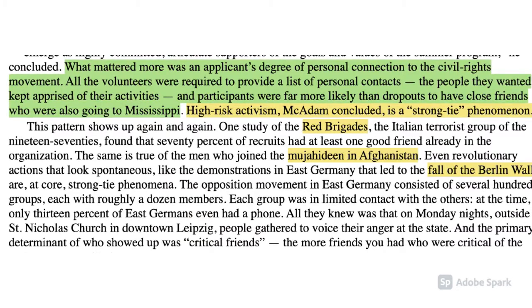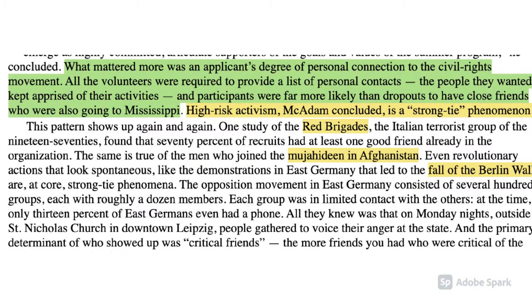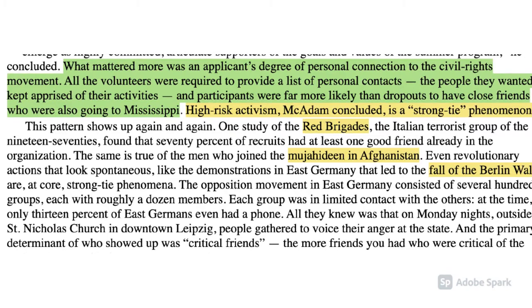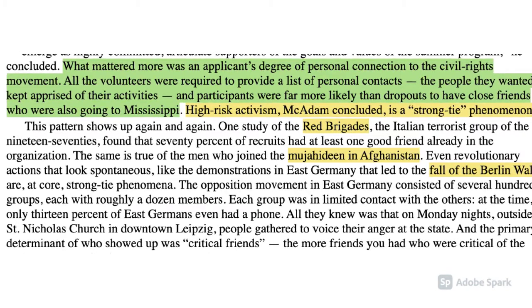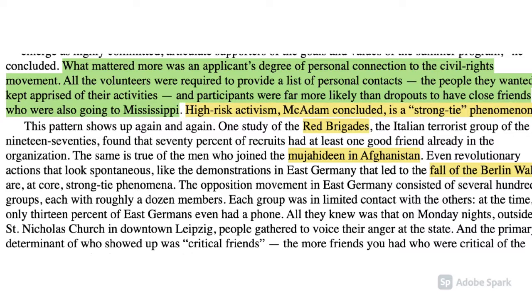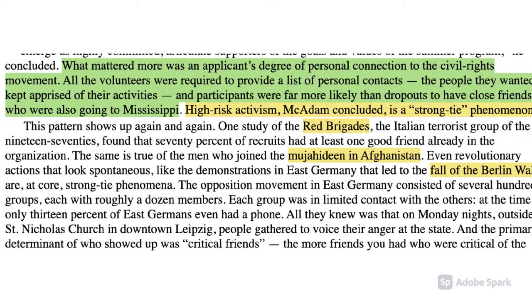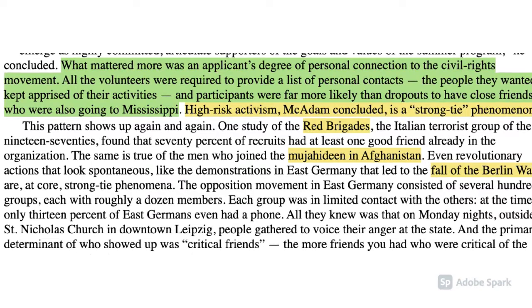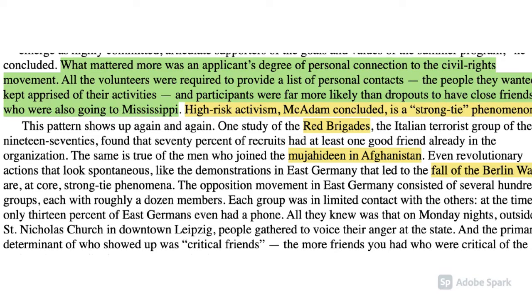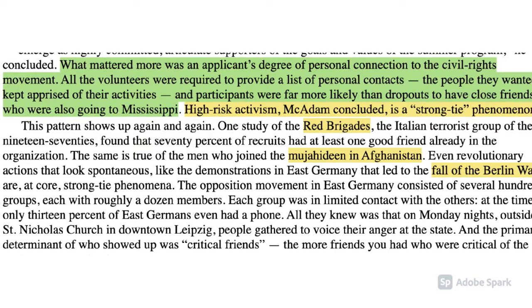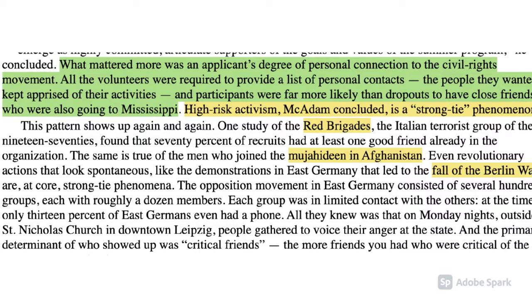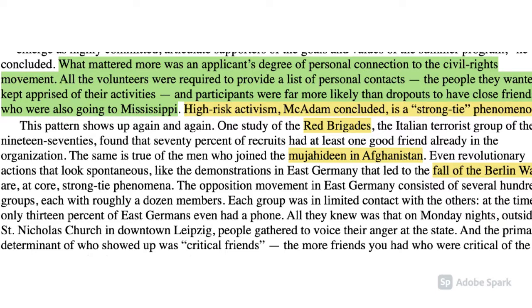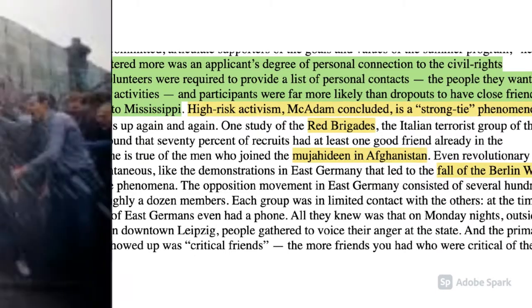Gladwell tells us that those students who participated in the civil rights movement and sat in at Woolworth's were more likely to have friends who were also part of the movement. Following that definition, we get 3 examples in the paragraph that help to illustrate or explain what strong tie activism is. The first example is the Red Brigades, an Italian terrorist group. The second is the Mujahideen in Afghanistan. And finally, the third are the activists who gathered to organize for the fall of the Berlin Wall in Germany.